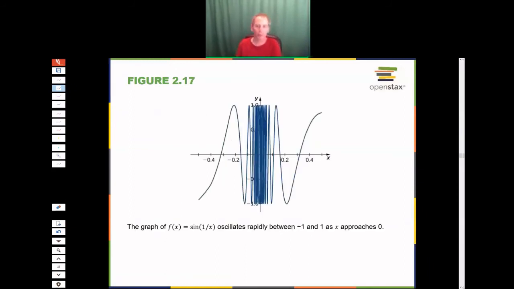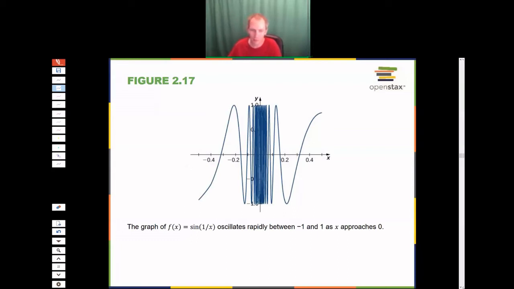Here's a good one, sine of 1 over x. When we look at the graph of sine of 1 over x, it looks crazy as we get close to 0. When I look at this, I'm not really sure what's going on. The idea is that as I get closer and closer to 0, 1 over x is going to be a bigger and bigger number, right?